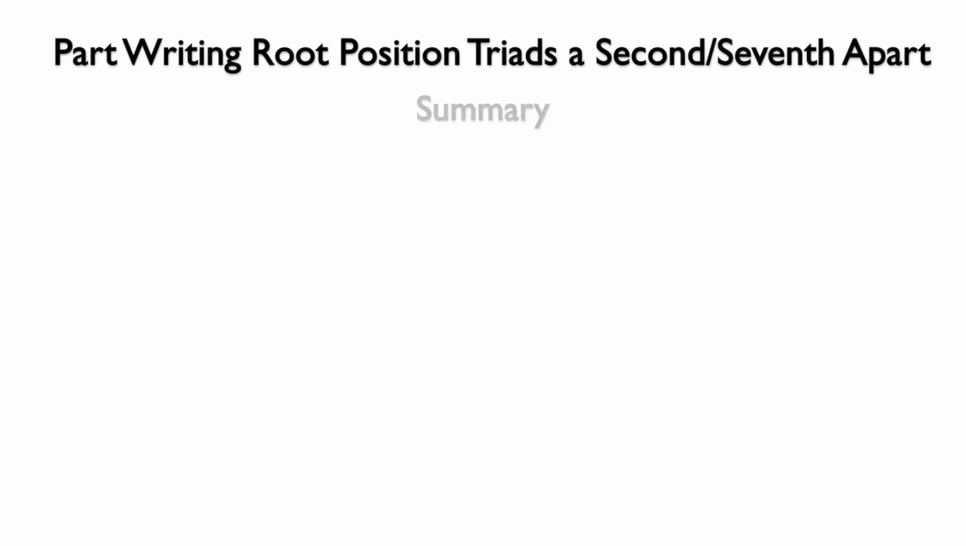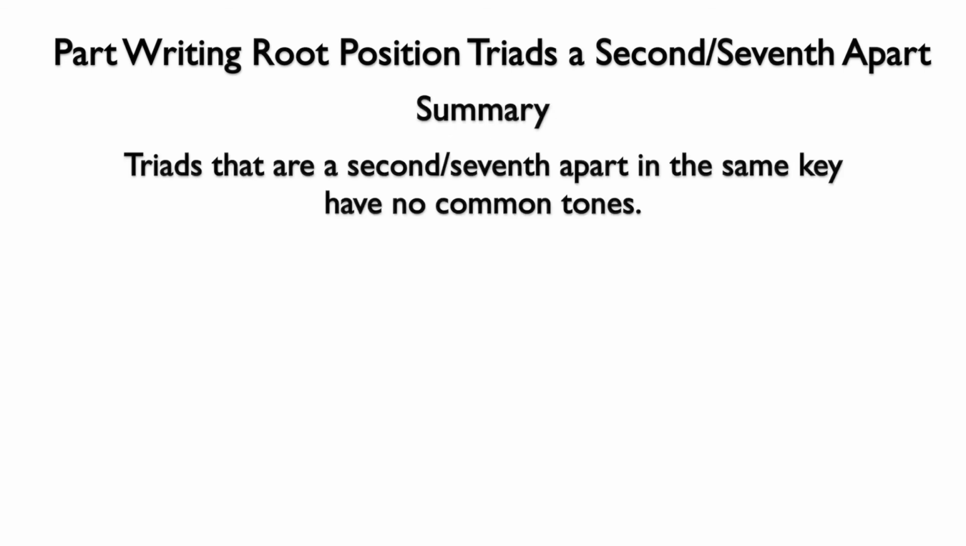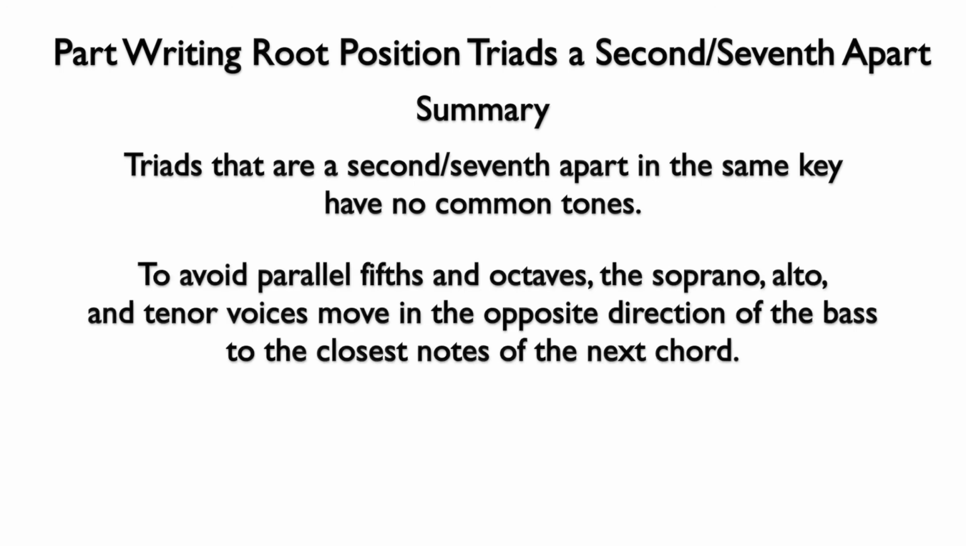Let's summarize. Triads that are a second/seventh apart have no common tones. To avoid parallel fifths and octaves, the soprano, alto, and tenor voices will need to move in the opposite direction from the bass to the closest notes of the next chord.